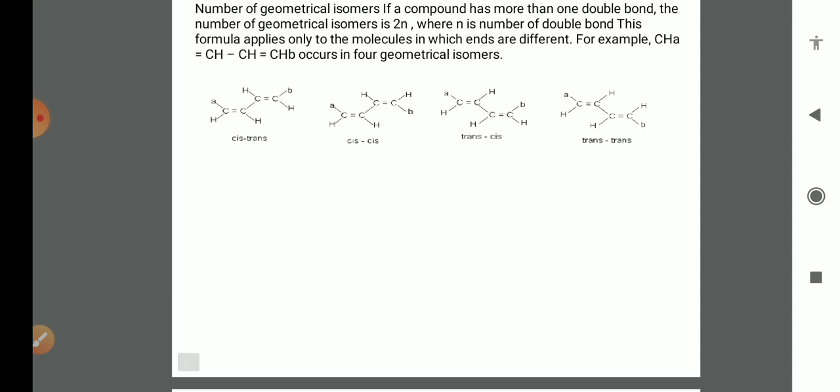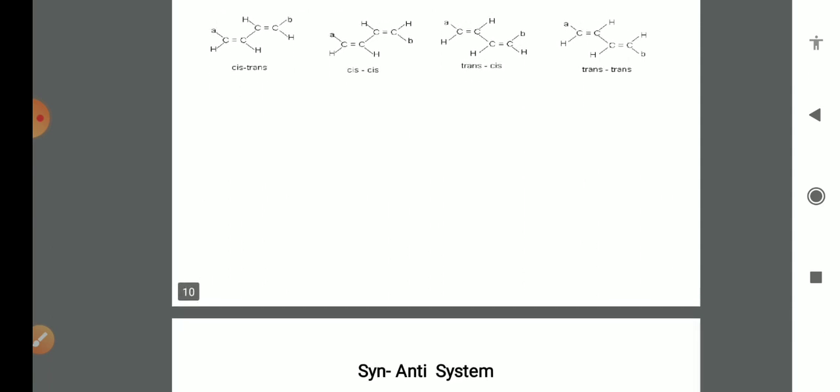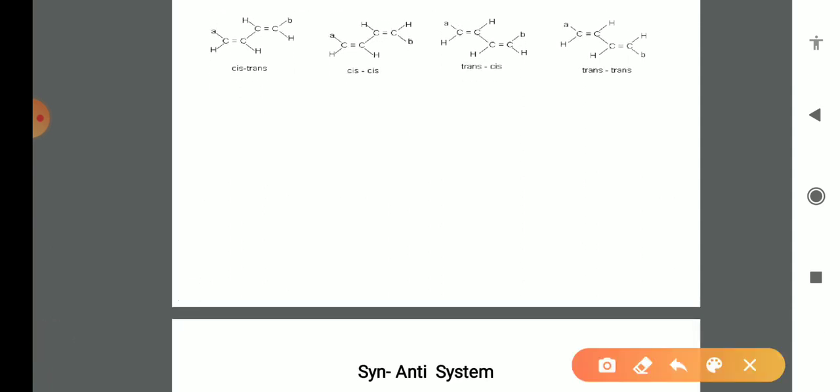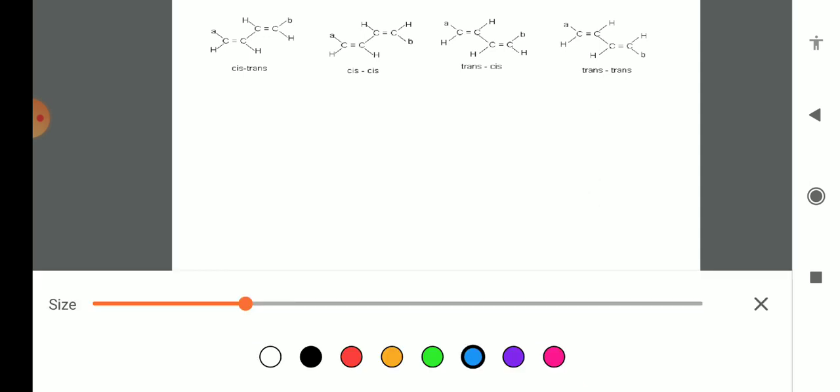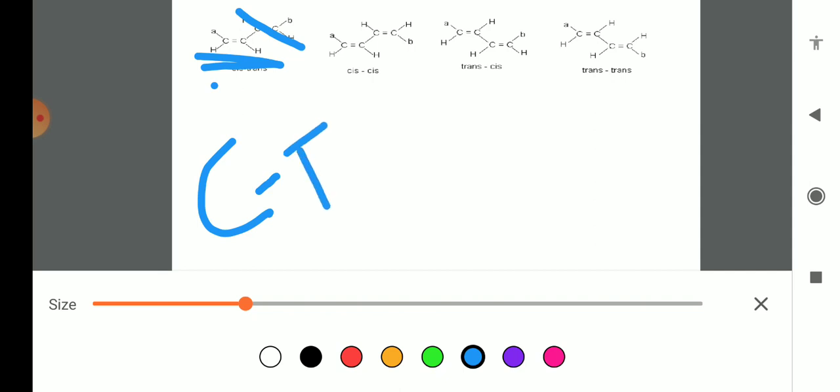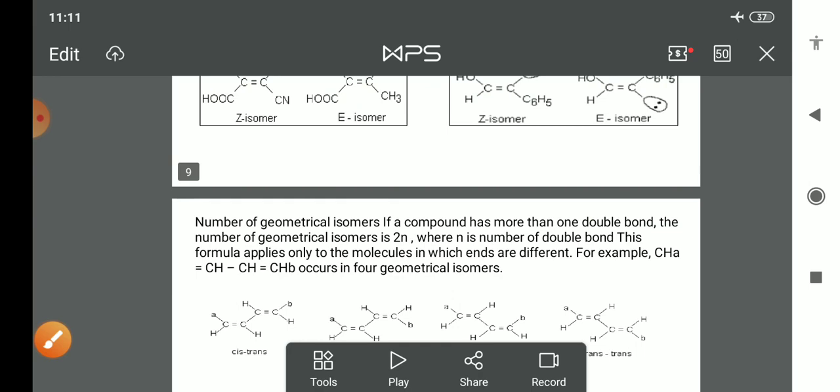Now another type of isomers is cis-trans. The first is called cis, and the second is trans. How can we say that? This hydrogen is on the same side, so it is called cis, and this hydrogen is on the opposite side, so it is called trans. So it is called cis-trans.